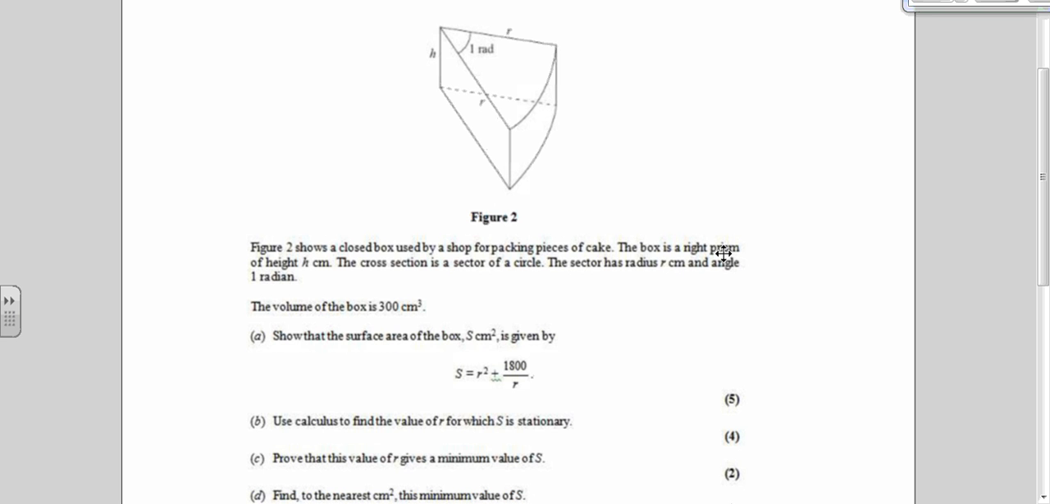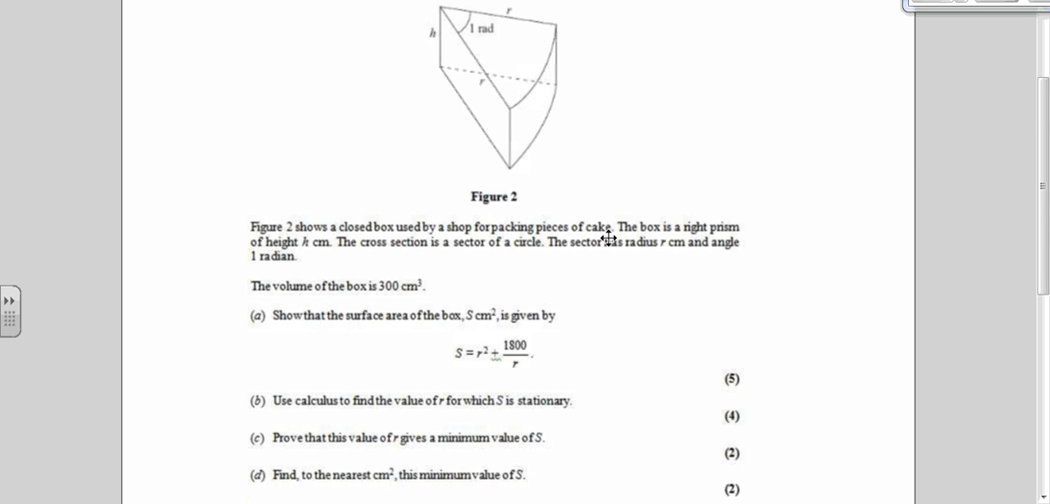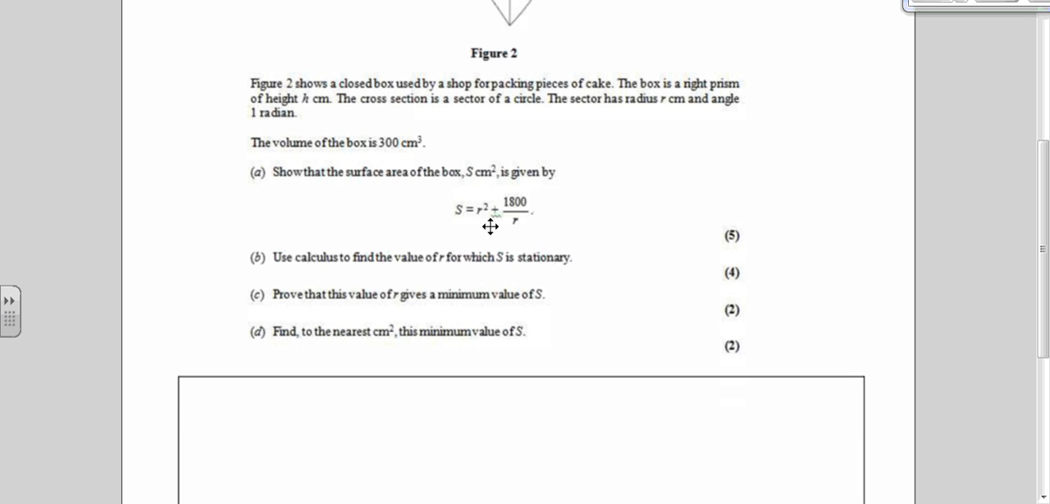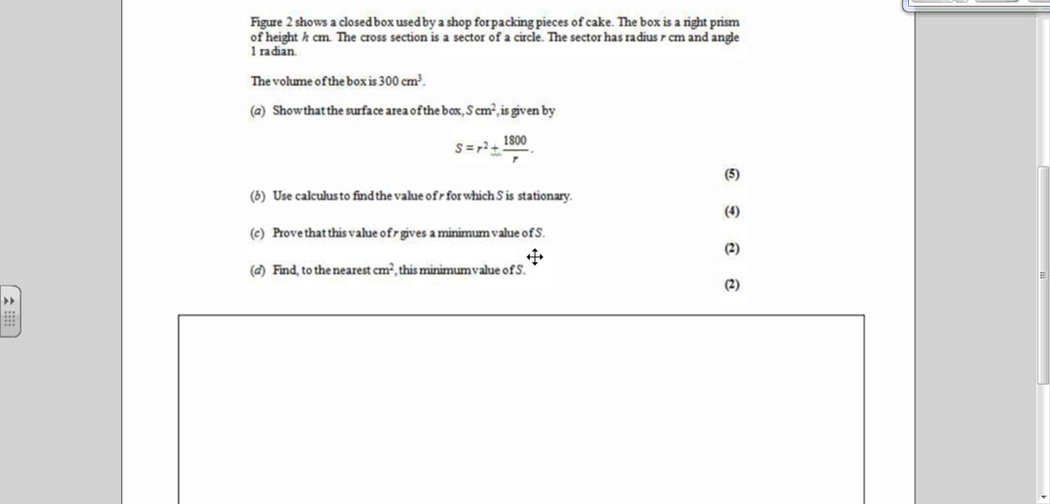We're told that the volume of the box is 300 centimeters cubed. Show that the surface area, S centimeters squared, is given by S equals r squared plus 1800 over r. So this is part A.